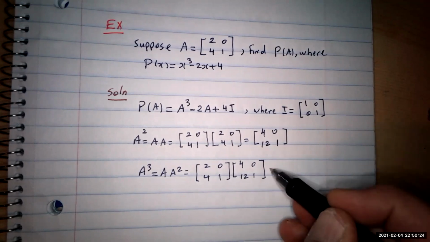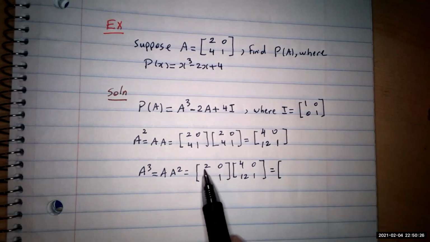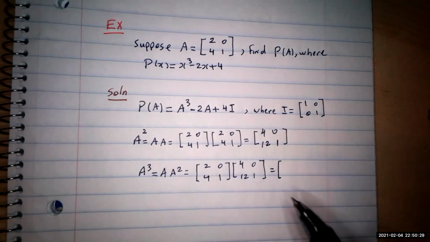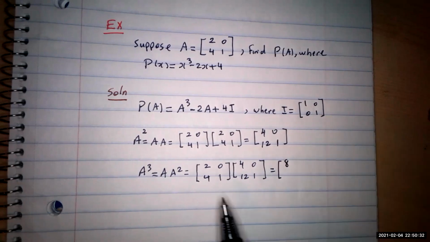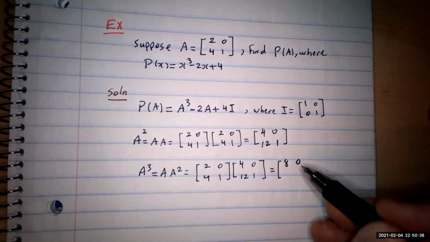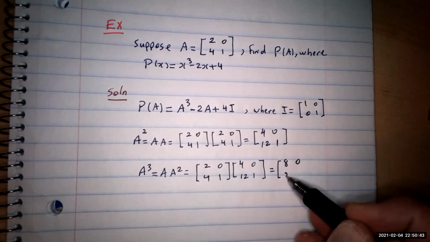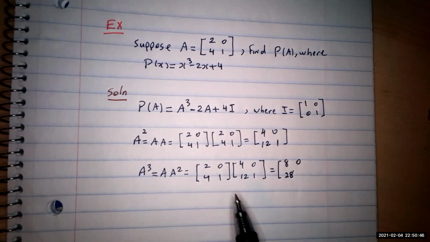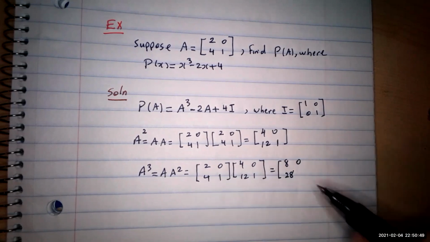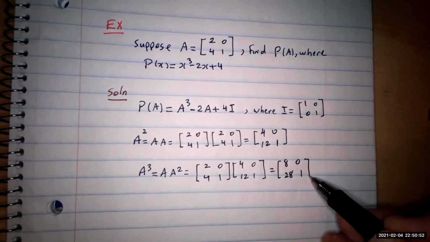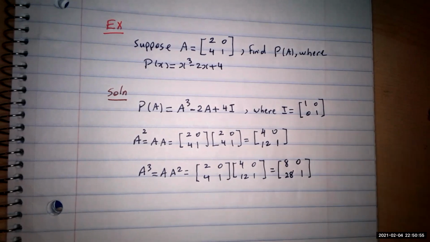So I start multiplying again. If you multiply row by column, you see 2 times 4 would be 8. So that gives you 8 only. So this portion over here, 2 times 0, 0 times 1, gives you 0 again. Over here, 4 times 4 would be 16, 16 and 12 would be 28. And over here, that gives us 1. So that's A cubed. Now we come back and substitute to get the result.